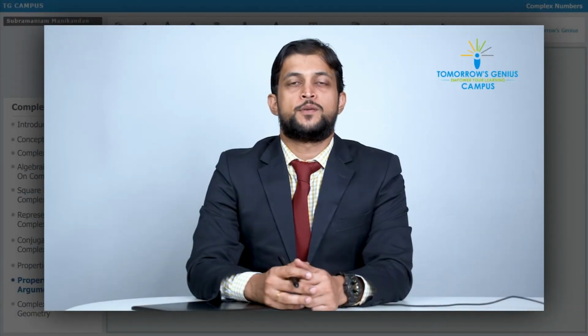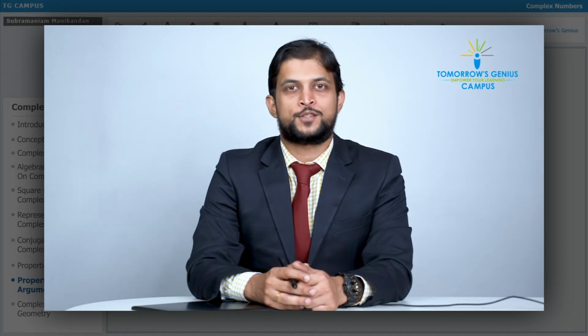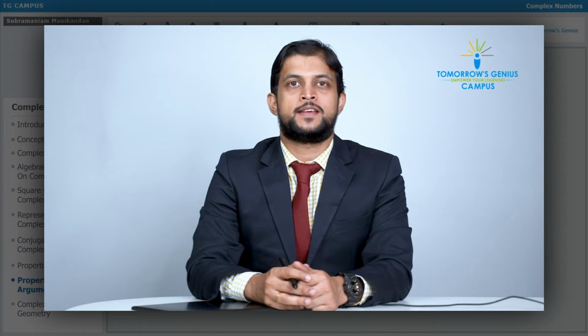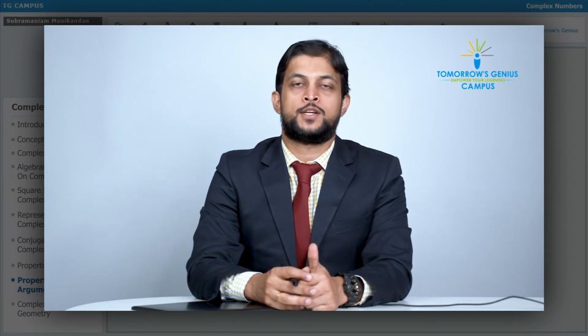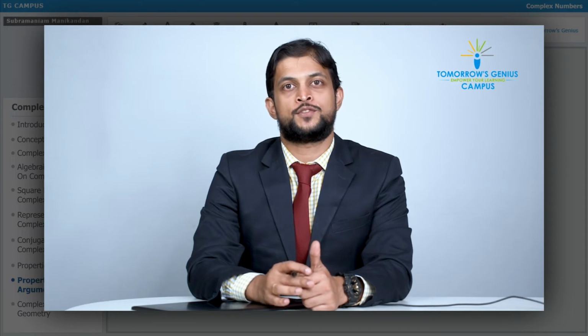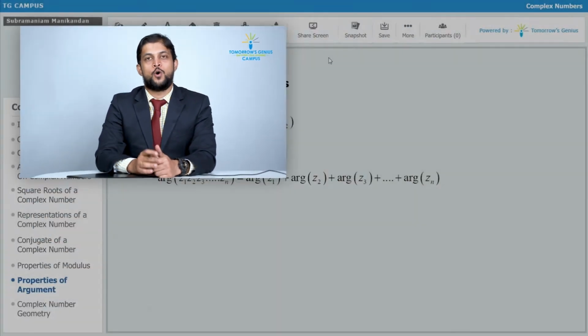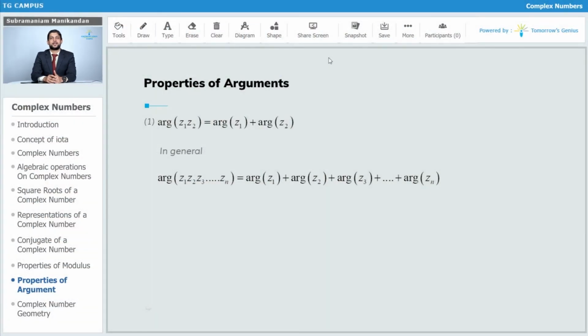Let's look at some of the important properties of the argument of a complex number. The first property is that the argument of the product of two complex numbers z1 and z2 is equal to argument of z1 plus argument of z2. Or in general, argument of z1 times z2 times z3 and so on up to zn is equal to argument of z1 plus argument of z2 plus argument of z3 and so on up to argument of zn.